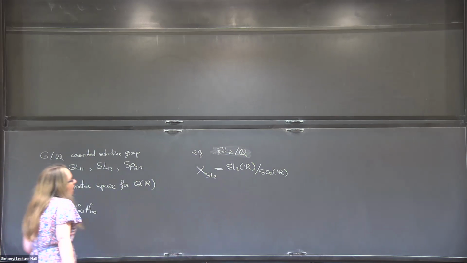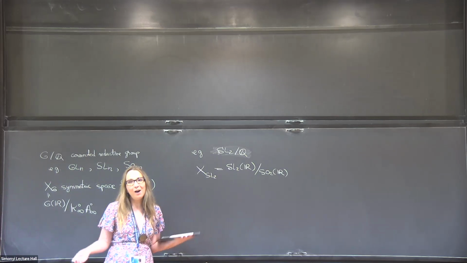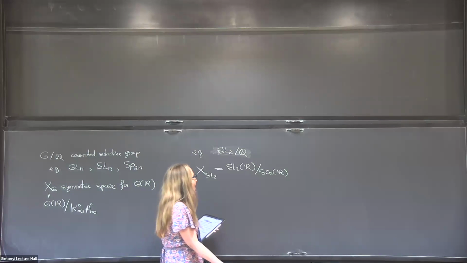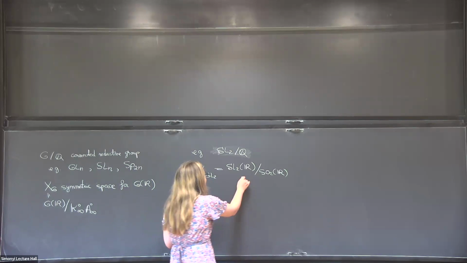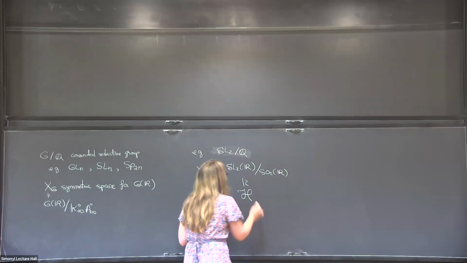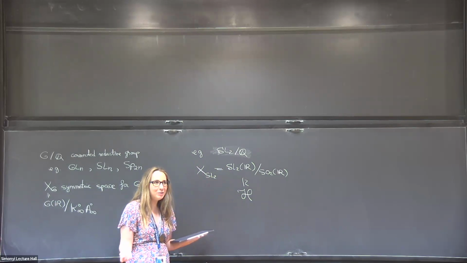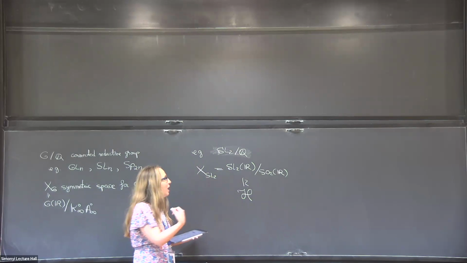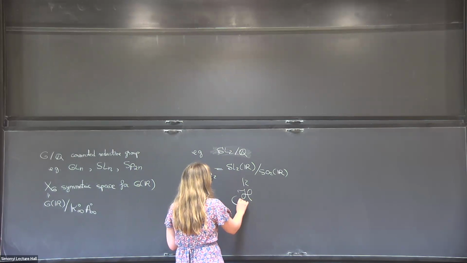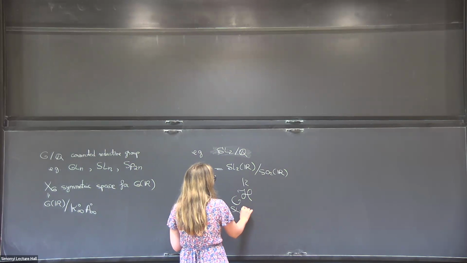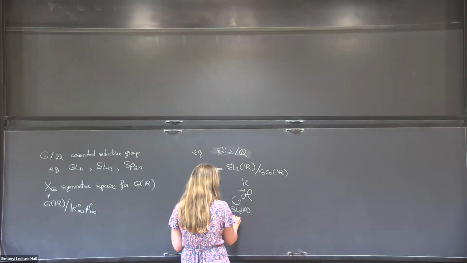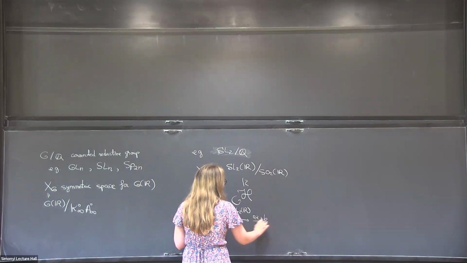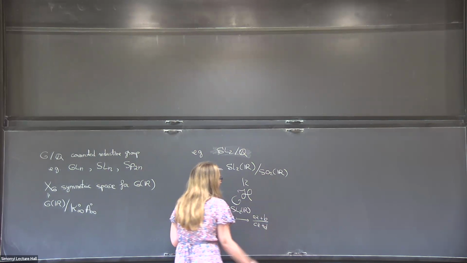And as it turns out, this is the upper half plane. Maybe I can leave it as an exercise, but just as a hint, you have this action of SL_2(R) on the upper half plane by Möbius transformations that we wrote down yesterday: z goes to (az + b)/(cz + d).